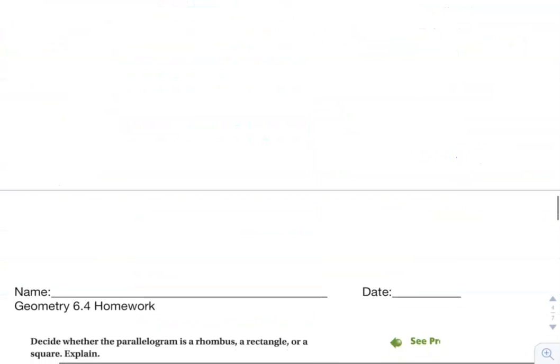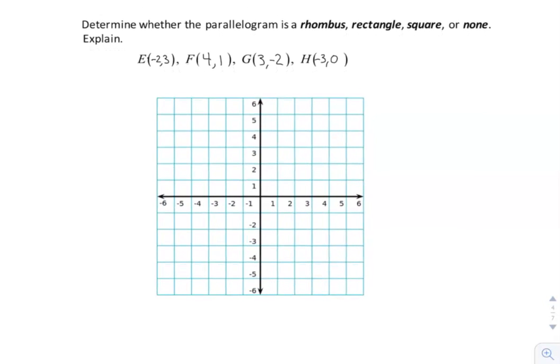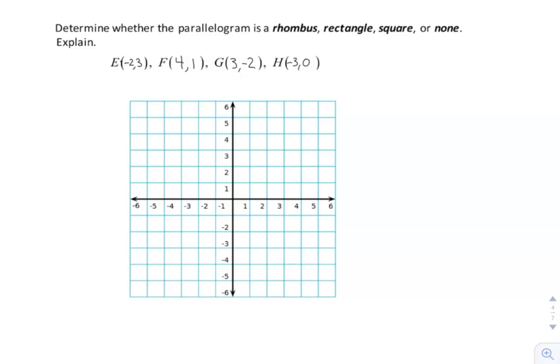All right, I think this is our last problem for the lesson. So if you're given a coordinate plane, you should be able to argue in some way, if you were to plot your points, whether you have a rhombus, rectangle, square, or none. All right, so let's take a look at this example. Let's plot our points first. So E is at -2, 3. I'll label that E. F is at 4, 1. G is at 3, -2. Sorry, I was wrong at first. And then H is at -3, 0.